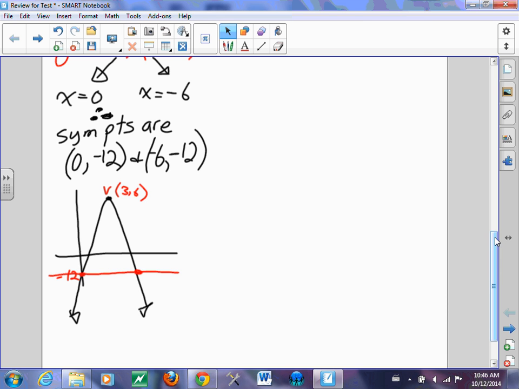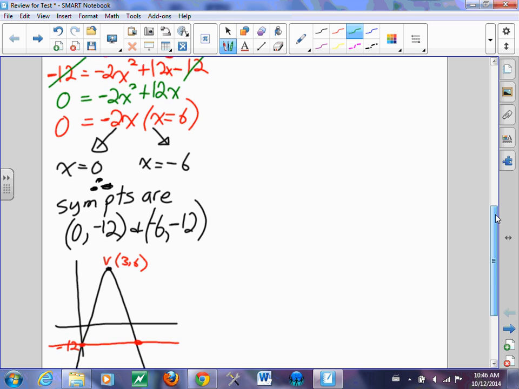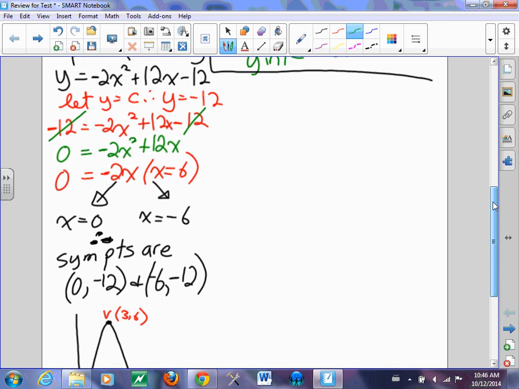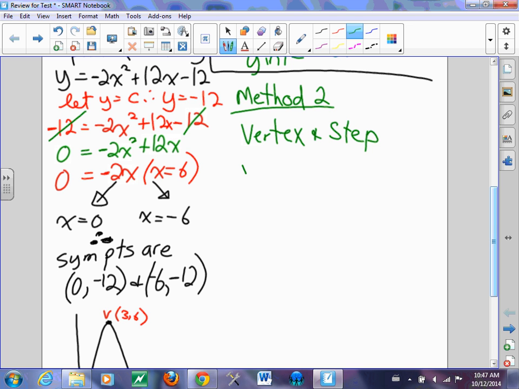Another method that we can use, ladies and gentlemen, is maybe an easier one, which might be more visual. So I'm just going to scoot up here. We're going to do method 2. Method 2 is using the vertex and step pattern. So we know our vertex is 3 and 6. If we go to the left one, that's going to be x equals 2. Then if we go to the right one, that's going to be x equals 4.